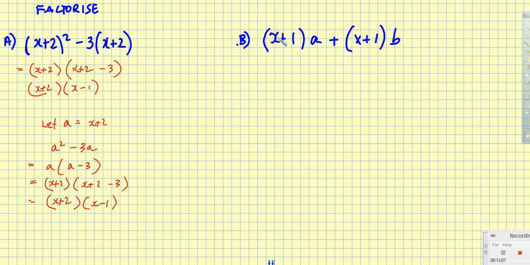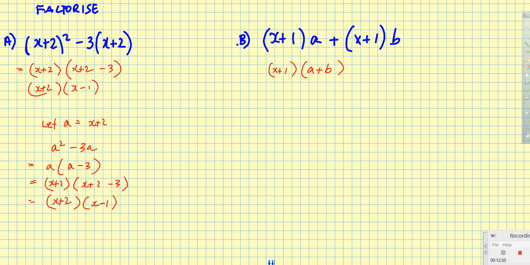If we take a look at the next example, we've got x plus 1 times a plus x plus 1 times b. And so what we can remove is an x plus 1. And this one is a little bit easier, because if we remove the x plus 1 from both of these, what's left over inside the parentheses is just a plus b.